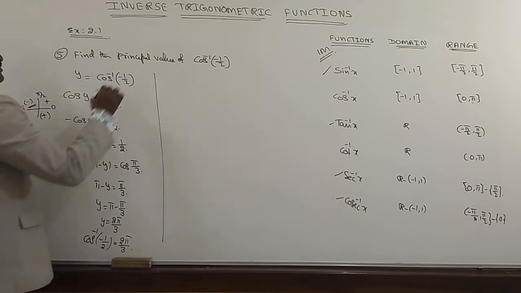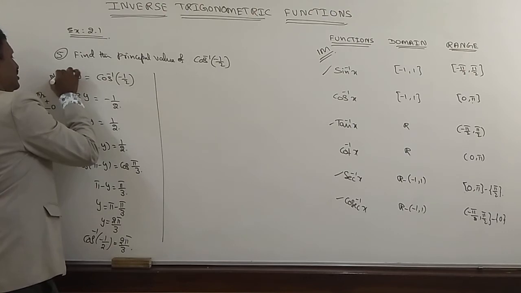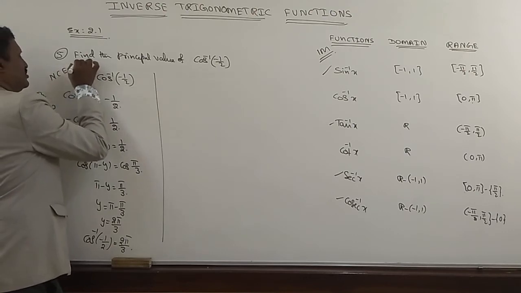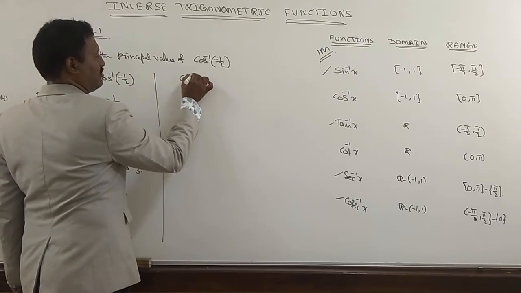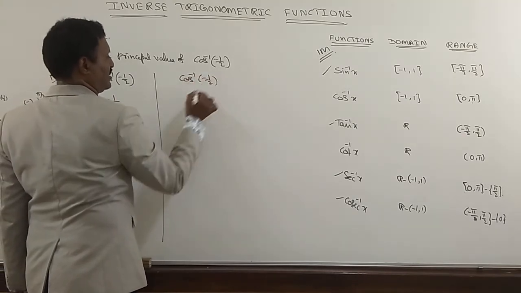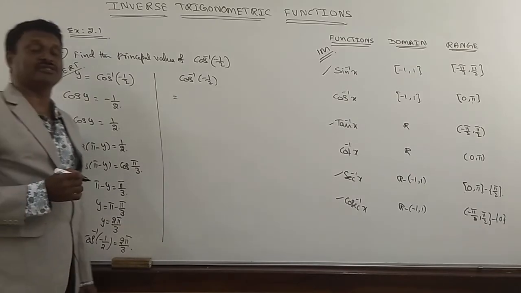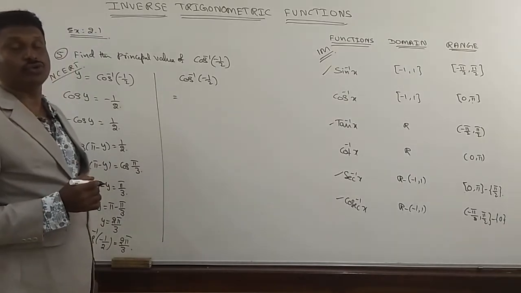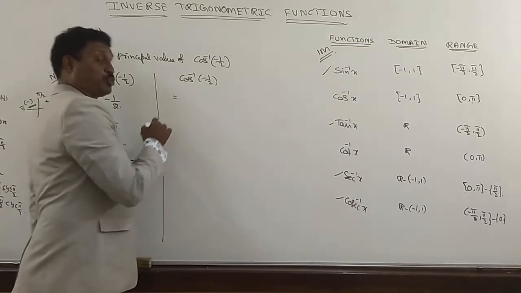Next, another method. So this is one of the methods, the method by the NCERT textbook. Now another method, by using the formula method. Cos inverse of minus 1 by 2. You know the formula I have given: cos inverse of minus theta is equal to pi minus cos inverse theta. I have given that, and we proved it also.